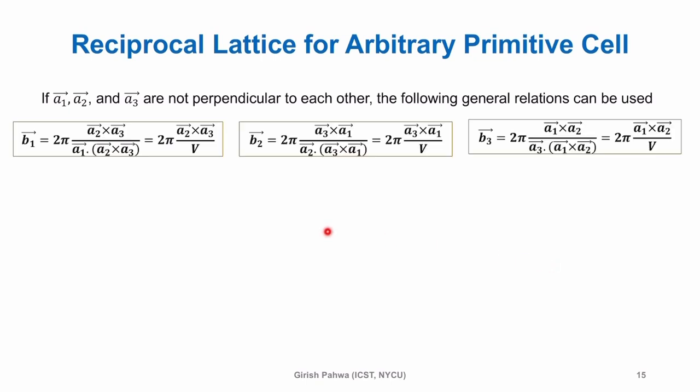So you have b1 will be equal to not just 2π/a, but you have a1 · (a2 × a3) here in the denominator, and in the numerator you have the same thing, a2 × a3. Okay, so in a way, see, what does this denominator represent, by the way? Volume. Yeah, we talked about it.